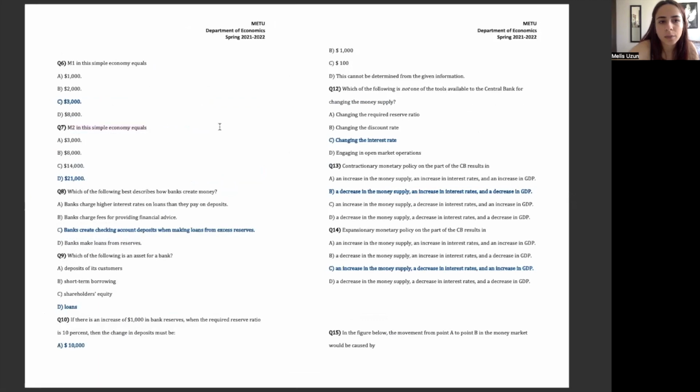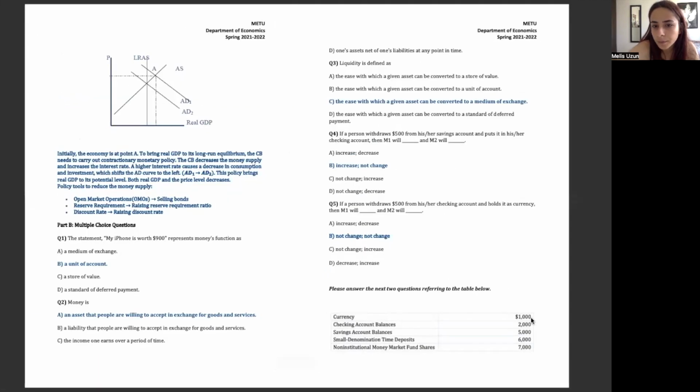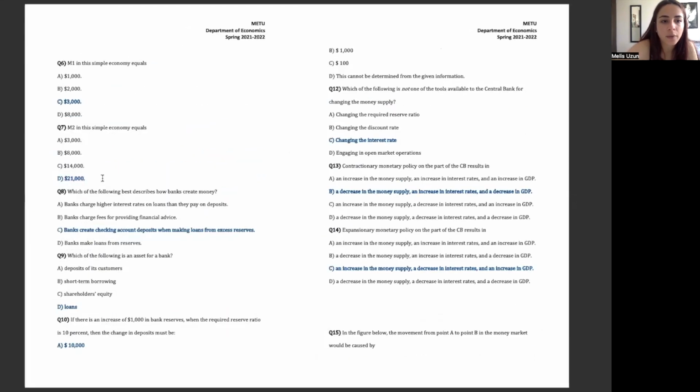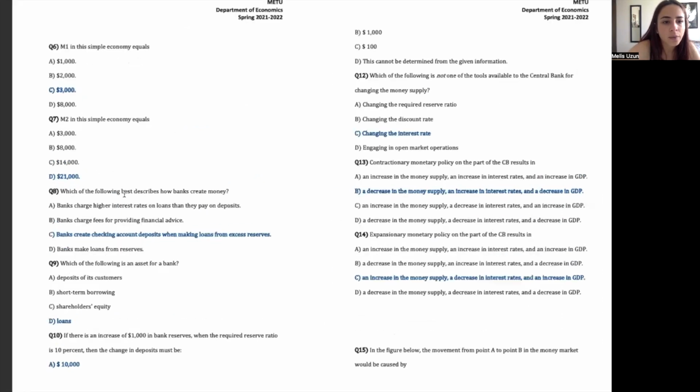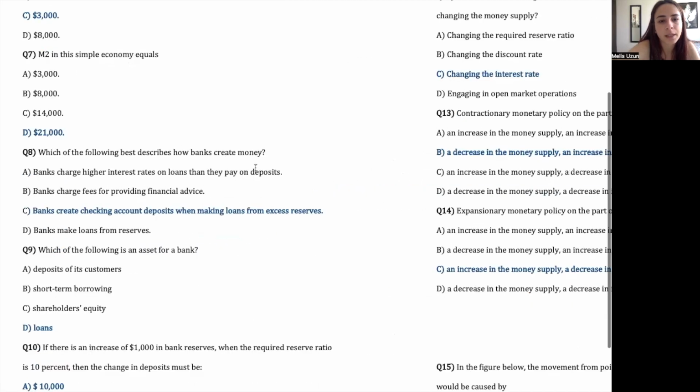And M2 in this economy equals currency and checking account balances, so currency plus checking account balances plus saving account balances plus small denomination time deposits plus non-institutional money market fund shares. So it equals the sum of all, which is 21,000 dollars.